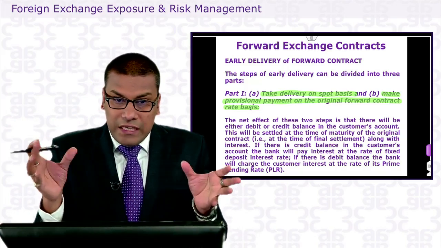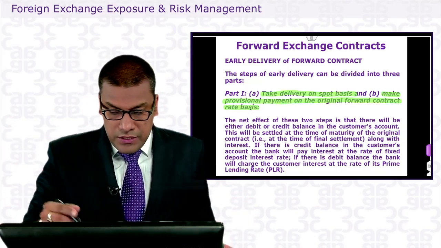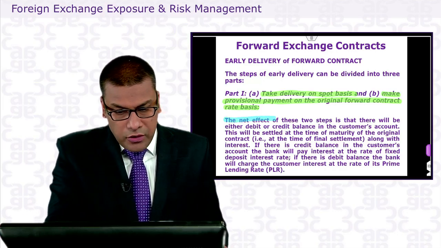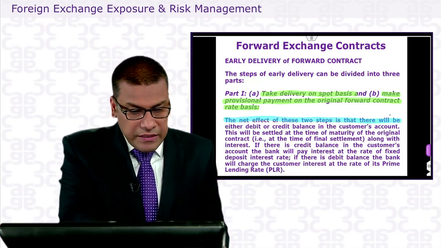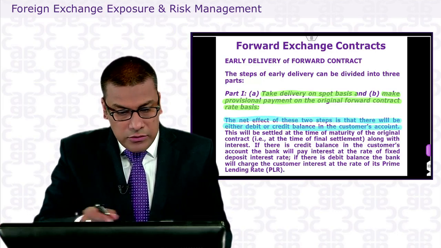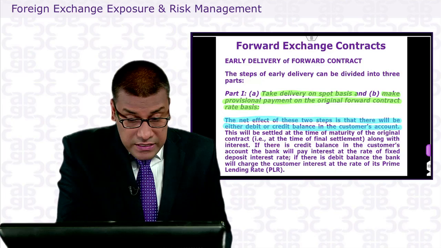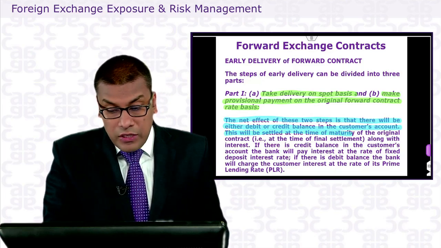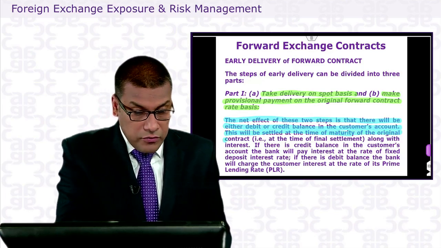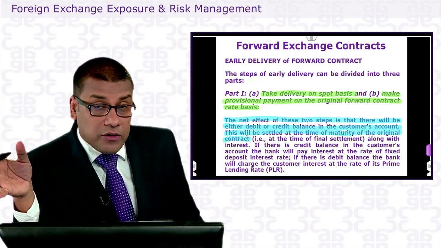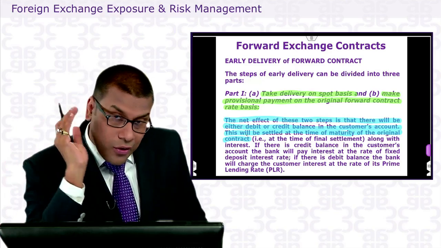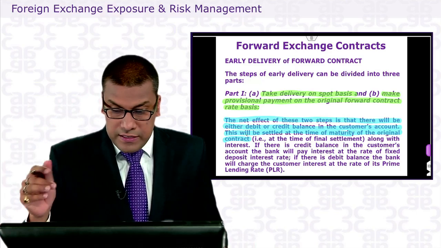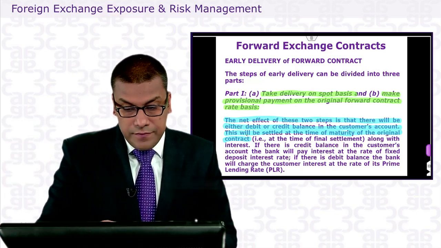So the net effect of these two steps is that there will be either a debit or credit balance in the customer's account. But then this would be settled at the time of maturity of the original contract. So when you enter into a 30th expiry contract of any given month, then on that date this would be settled. That is what we call the final settlement, along with the interest.